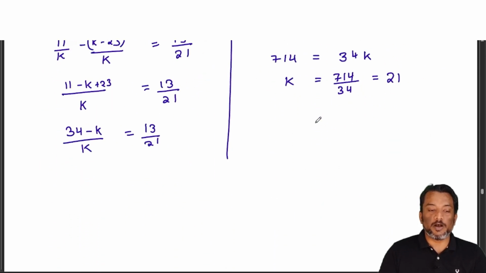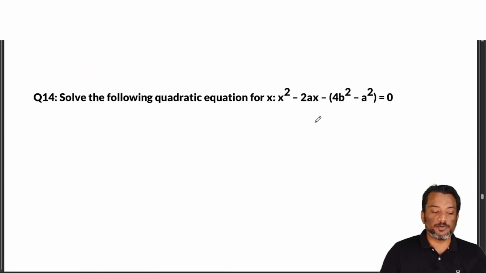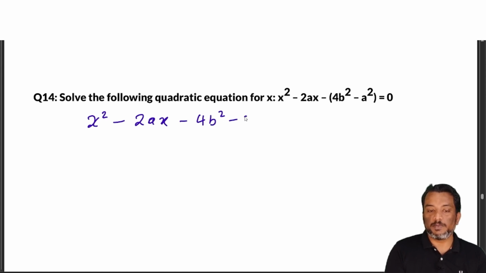Okay, clear? Now coming to question number 14. The question is saying solve the following quadratic equation, that is x square minus 2ax minus (4b square minus a square) is equal to 0. So we have to solve this equation. First we will write the quadratic equation: x square minus 2ax minus (4b square minus a square), you can take in bracket, is equal to 0.